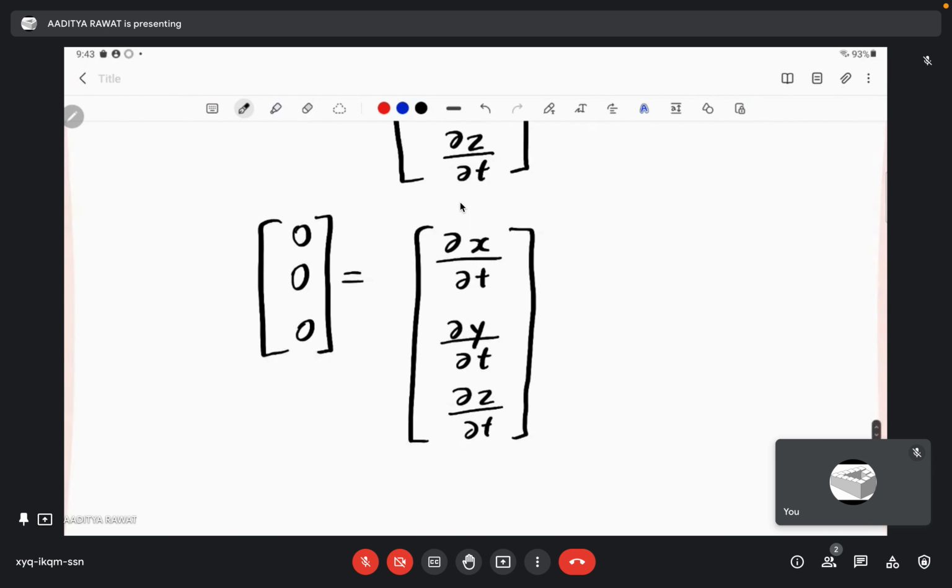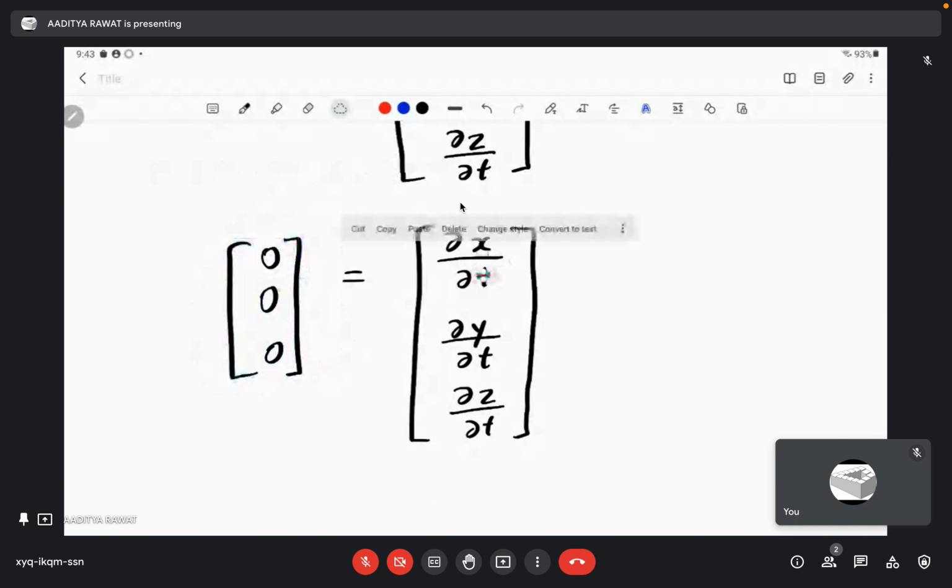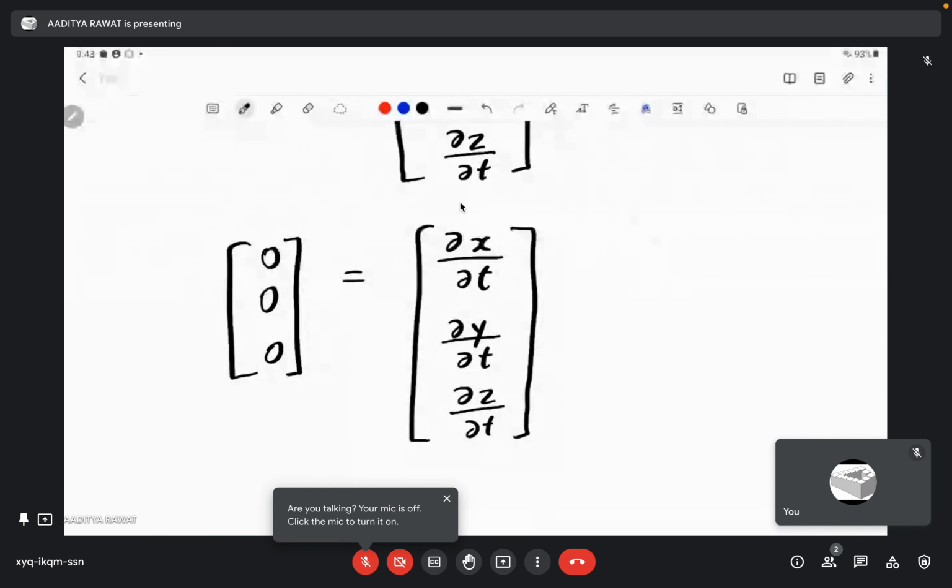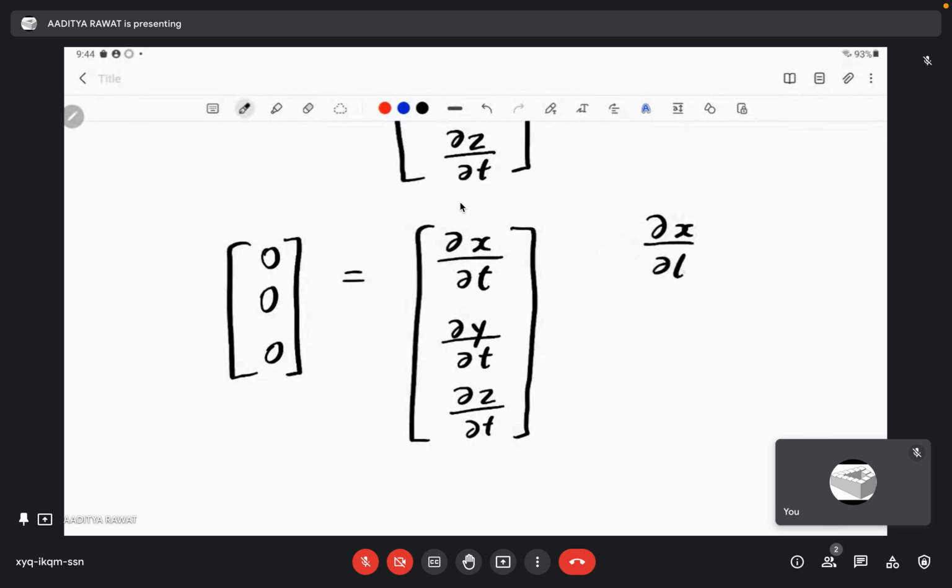This to me was quite confusing at first, because I had expected del x by del t to be equal to u, because u is the component of velocity in the x direction. But this is not the case. Similarly del y by del t is also not equal to v, and del z by del t is not equal to w in general.